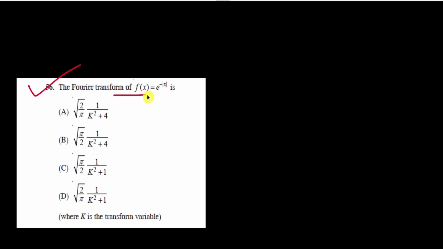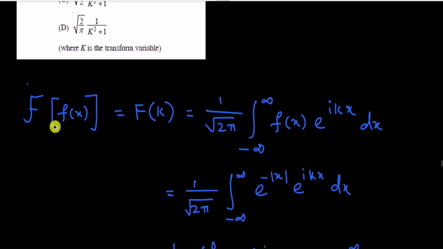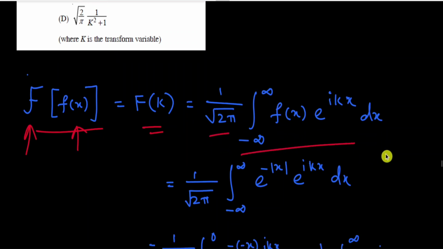So let's start from question number 56. The Fourier transform of f(x) equal to e to the power minus mod x is. The Fourier transform of any function is given by the formula: script F, the Fourier transform of the function f(x), is F(k) equal to 1 by root 2 pi, integration from minus infinity to infinity, f(x) into e to the power ikx dx.